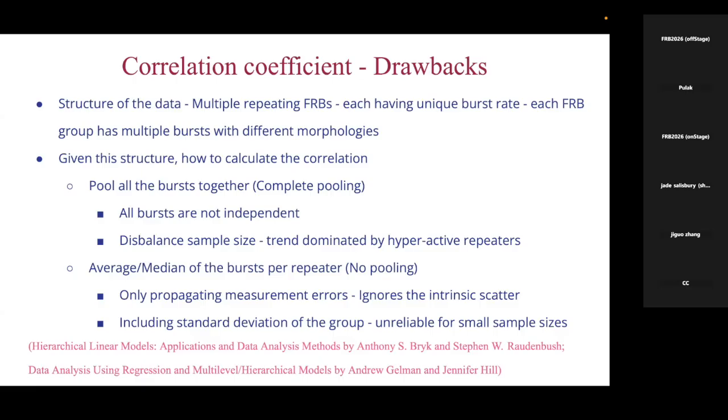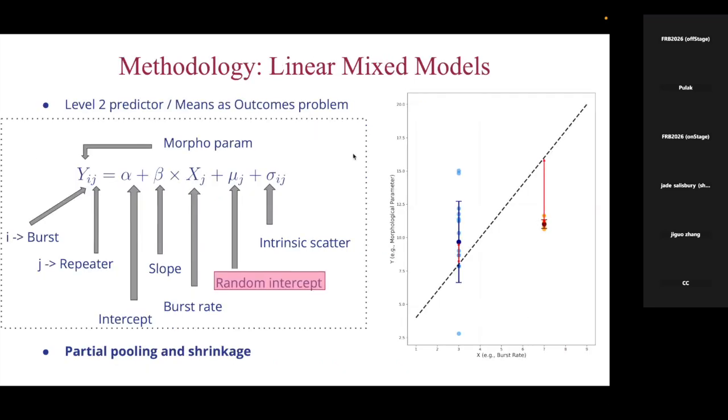So to solve this issue, I will discuss the methodology, the linear mixed models, which we have used in this work, which instead of doing complete pooling or no pooling at all, does something known as partial pooling using shrinkage. If you take a look at the equation here, the first few terms represent the typical linear regression. The beauty of the mixed model comes with the introduction of this term, which is the random intercept. It describes how the different repeating groups vary from each other, so it is a metric to understand the scatter between repeating groups. And then there is this term which represents the intrinsic scatter from burst to burst. I'm happy to discuss this later in greater detail.